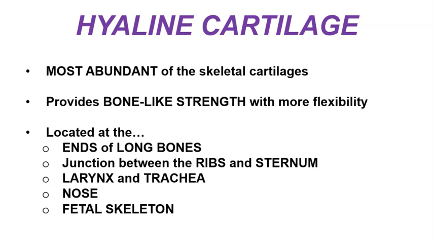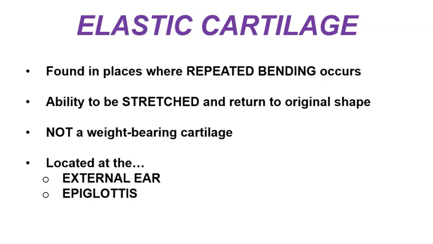joint. It also connects the ribs to the sternum, composes the structures that form the walls of the larynx, the trachea, and also composes most of the structure that forms the external nose. And we see that it makes up the majority of the fetal skeleton, which is going to be later replaced by bone tissue.